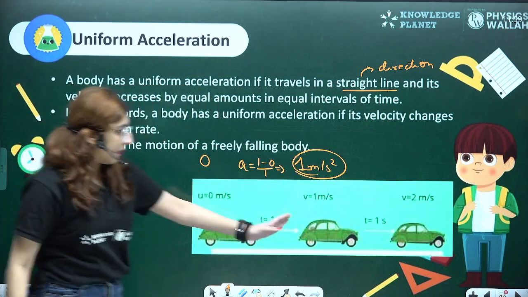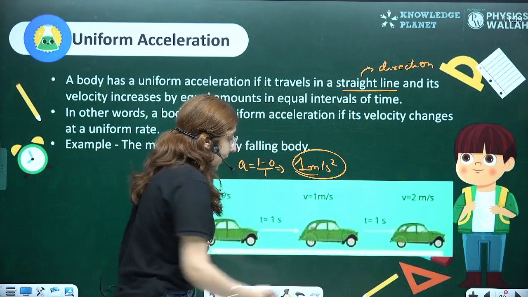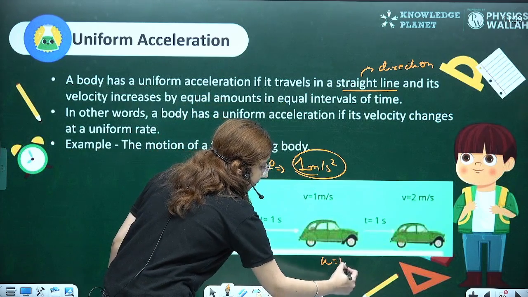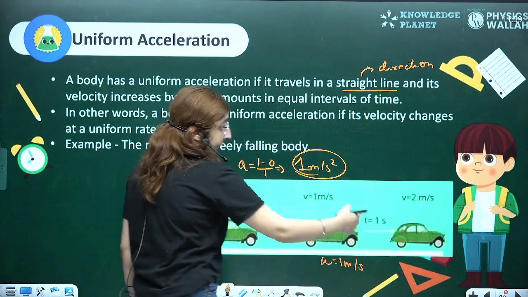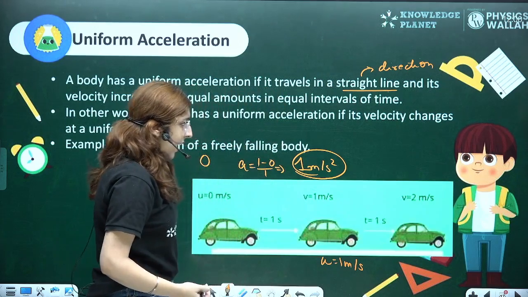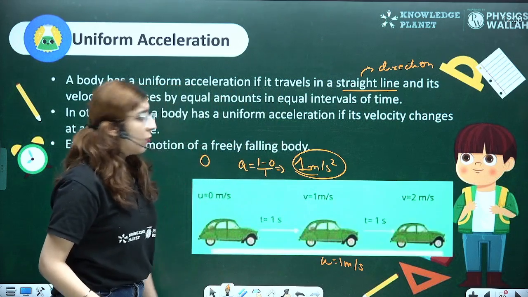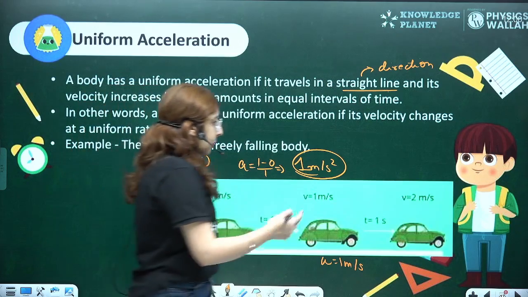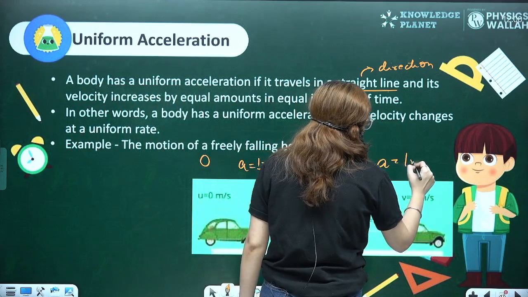Now let us take up this case. Over here, initial velocity is 1. Final velocity is 2. Right? And the time taken is 1. So subtract and tell me, acceleration comes out to be 1 meter per second square.